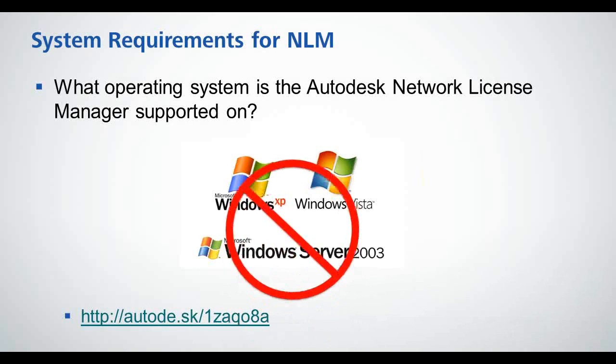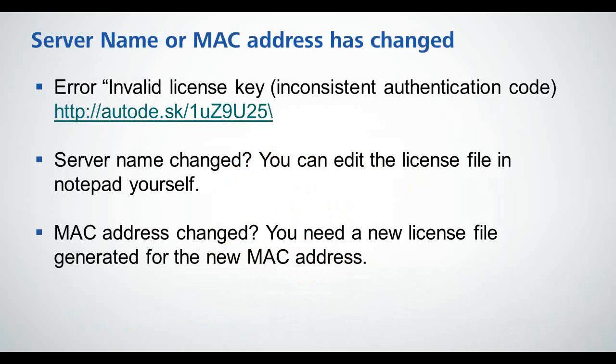So moving on from that, here's an error message that you might see come up: invalid license key, inconsistent authentication code. So what does that mean? If you're looking at your debug log and you see that and your server hasn't started, that means one of two things: your server name has changed, your MAC address has changed, or the license file was not created for the correct server name or MAC address.